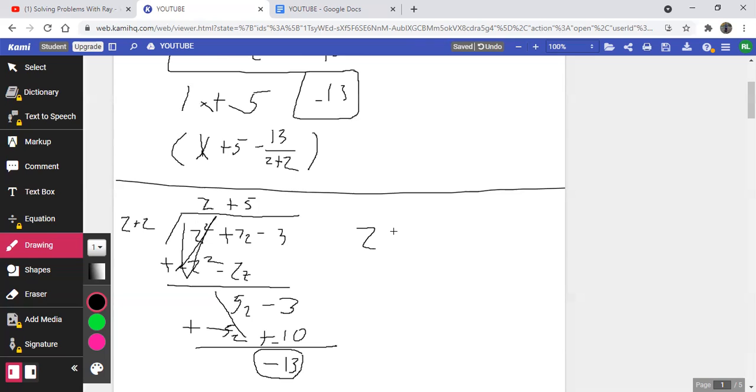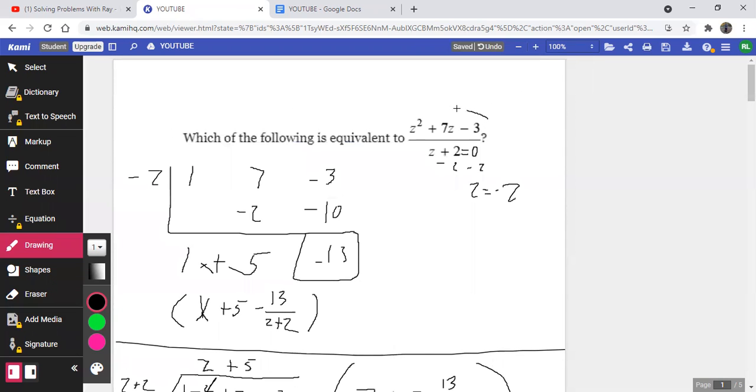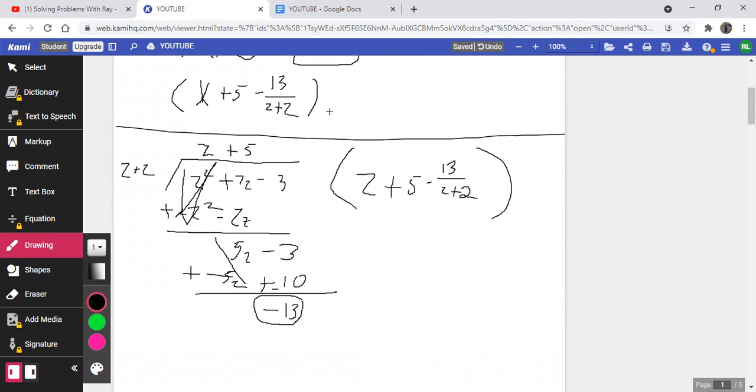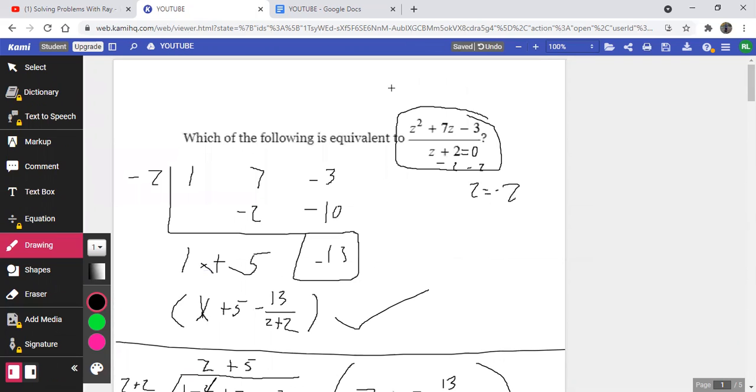So z plus 5 minus 13 divided by our divisor, which is z plus 2. So this is the equivalent form of this right here. And because these two match up, that's correct, and that's also correct. So that is how we solve polynomial division.